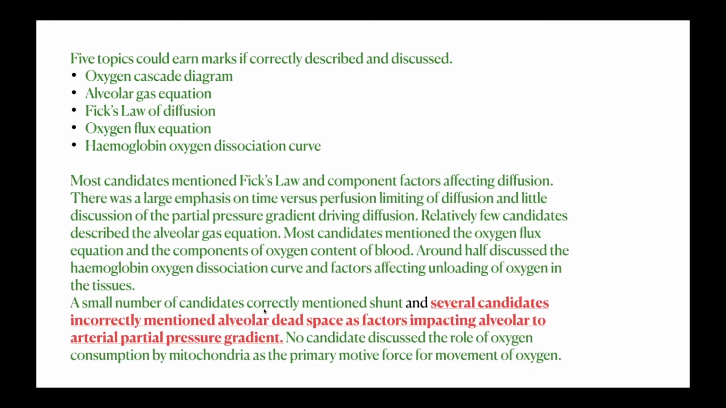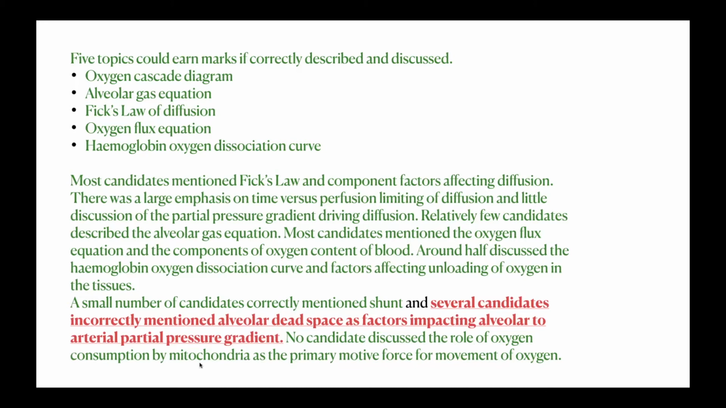So this one here says several candidates incorrectly mentioned alveolar dead space as factors impacting alveolar to arterial partial pressure gradient. Now, it is correct to say that alveolar dead space doesn't change your AA gradient. But remember from the previous slides, alveolar dead space decreases your alveolar oxygen. Your AA gradient is still the same, but your alveolar oxygen is reduced. And by reducing your alveolar oxygen, it actually reduces the driving pressure. So this is why this statement here, I know what the examiner is hinting at, but it's not 100% correct. So just be aware, okay?